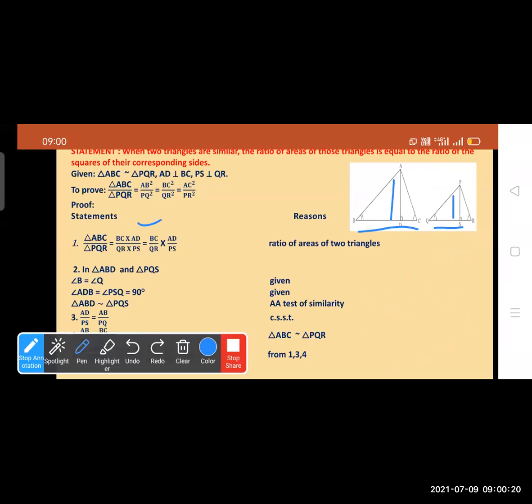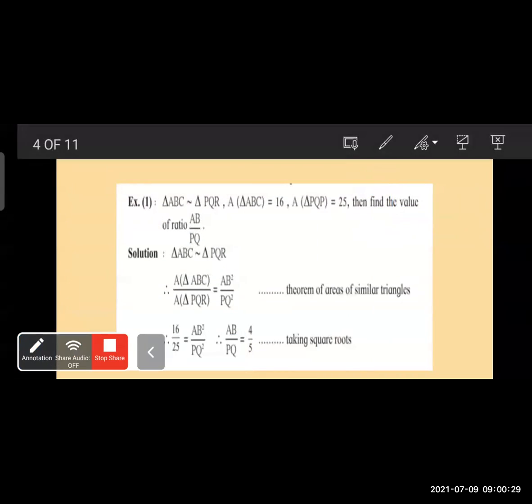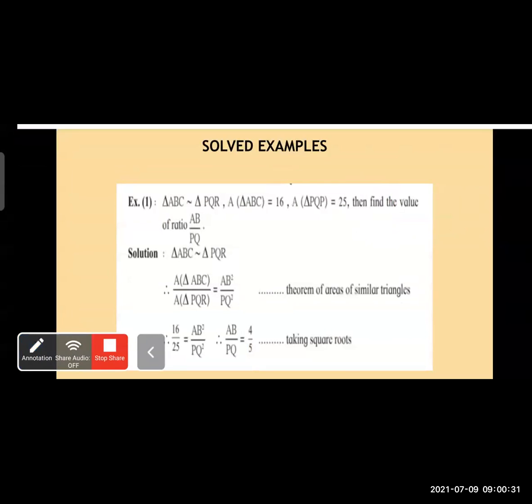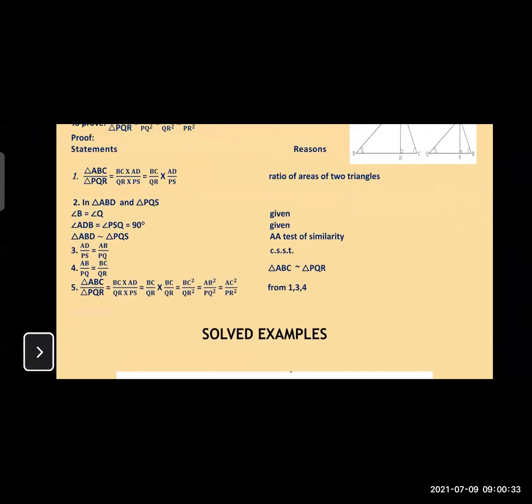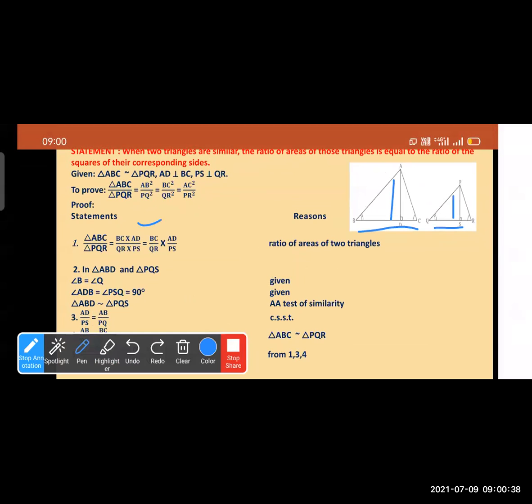Clear? So here we find the first ratio of the areas of two triangles by using the formula half into base into height. So half gets cancelled. Then we distribute: BC into AD divided by QR into PS. Means we take first BC by QR and AD by PS. Okay. So the reason is ratio of area of two triangles.